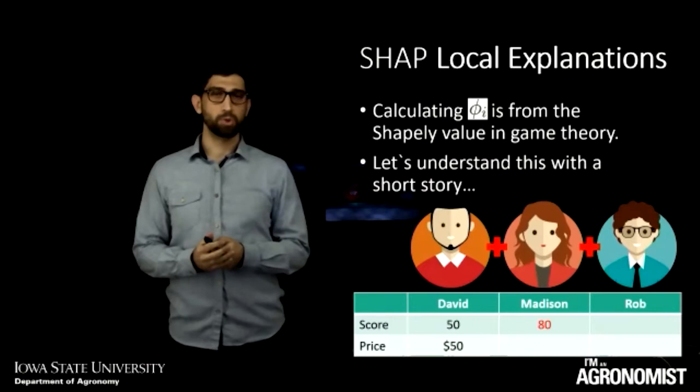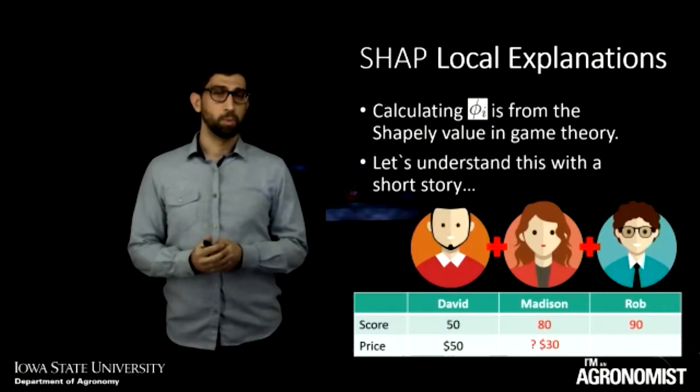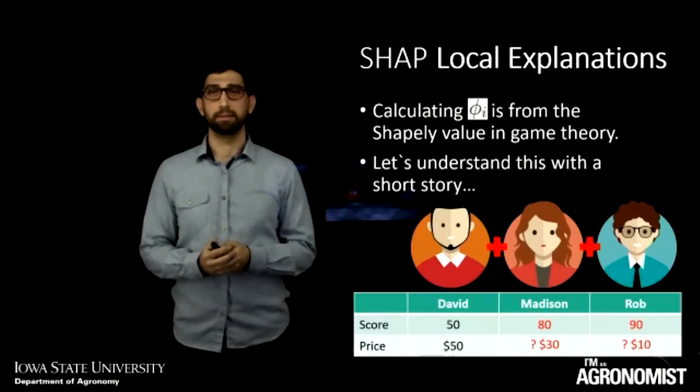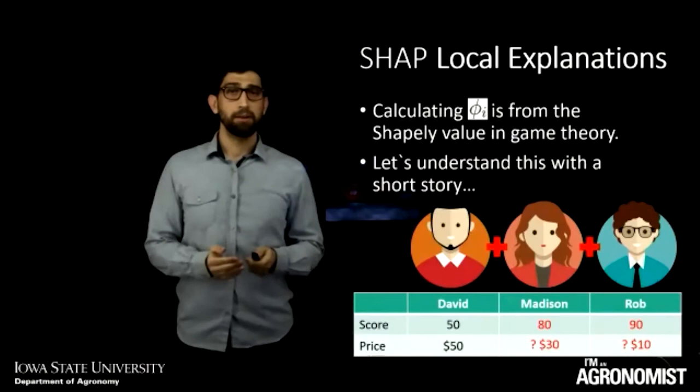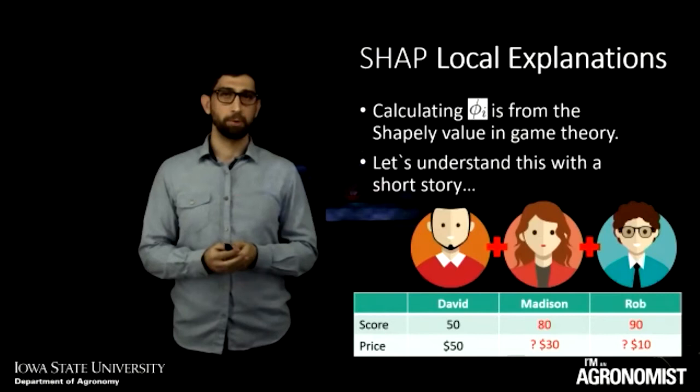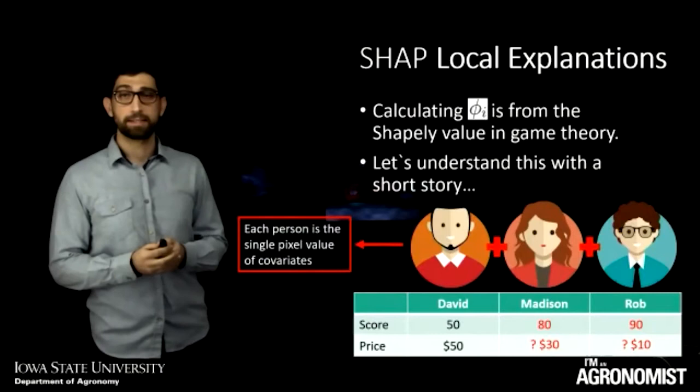So I'm asking, would the prize that Madison earns be 30 and for Rob it is 10? Well, probably not, because maybe Rob would be scoring 80 on his own, right? Therefore, you have to go through all these ordering permutations to see their real contribution to the expected outcome. SHAP local explanations do exactly that. And each person here is a single pixel value of a covariate, a data point. So I'm going to get to it.